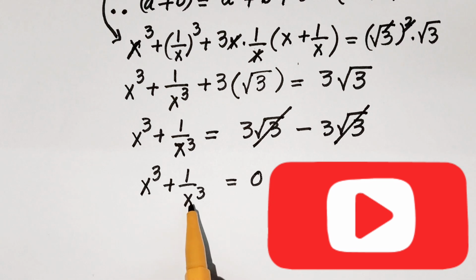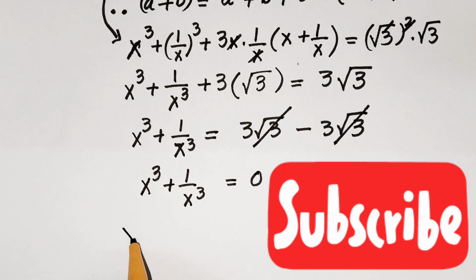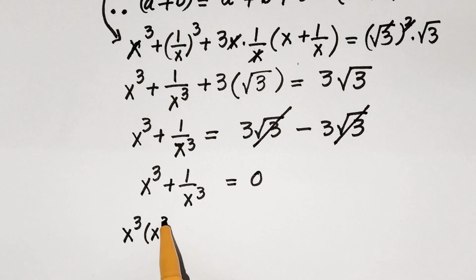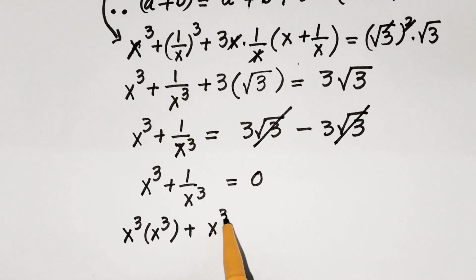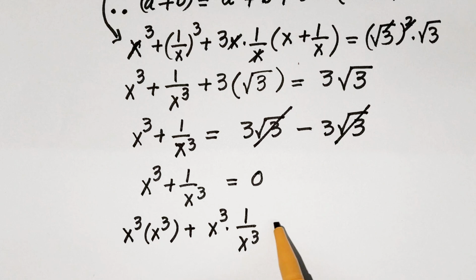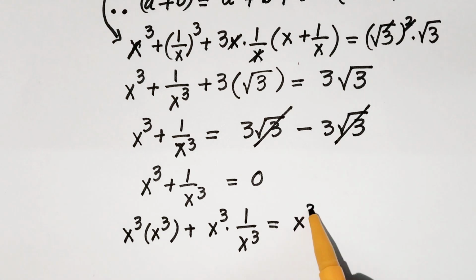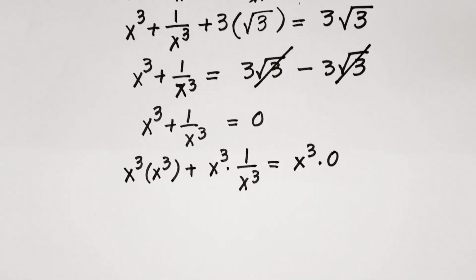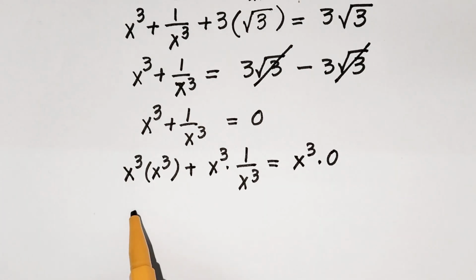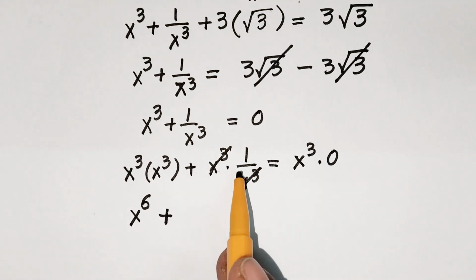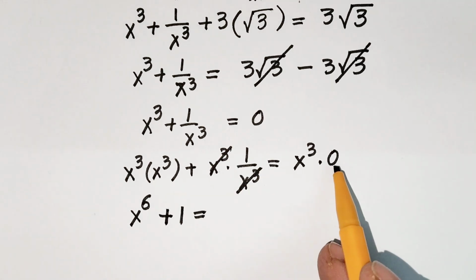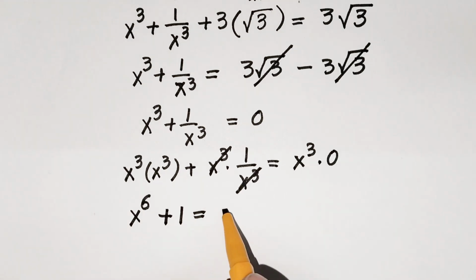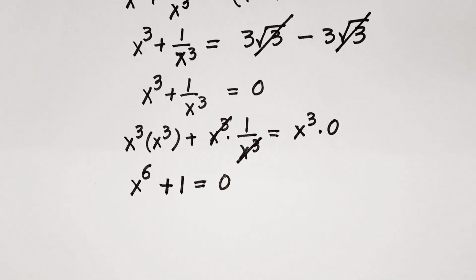So now multiplying this x cubed with each term, then we get x cubed times x cubed plus x cubed times 1 over x cubed, which is equal to x cubed times 0. So now here we see that x times x is x and 3 plus 3 is 6. So we just write x raised to power 6 plus, cancelling x cubed with x cubed, then we get 1, which is equal to, as we know that 0 multiplied with any number gives 0. So x cubed times 0 is equal to 0.